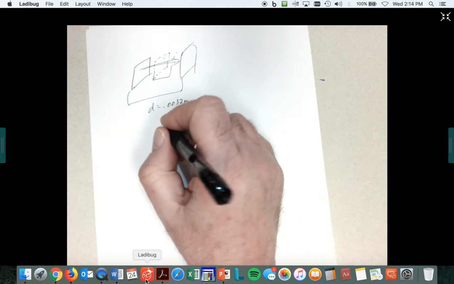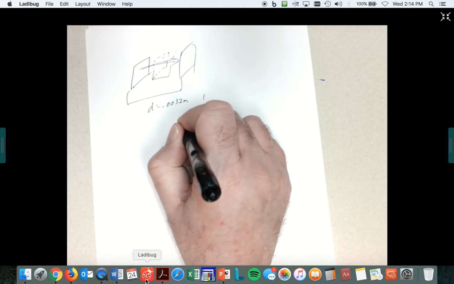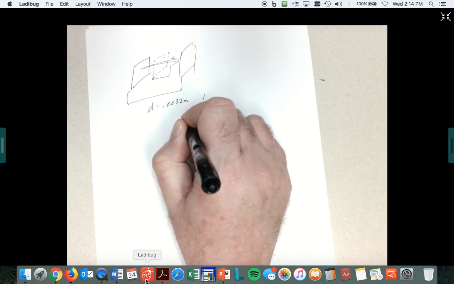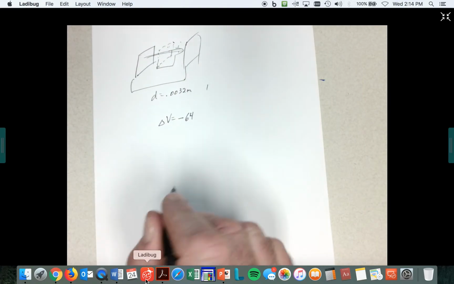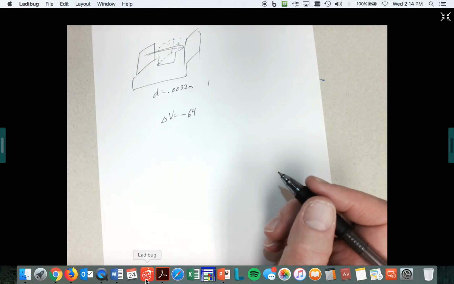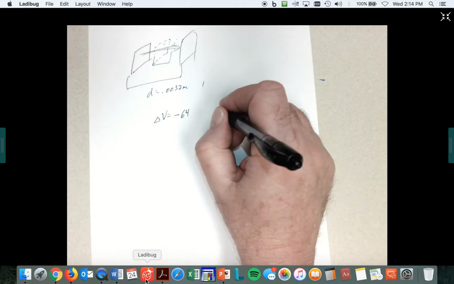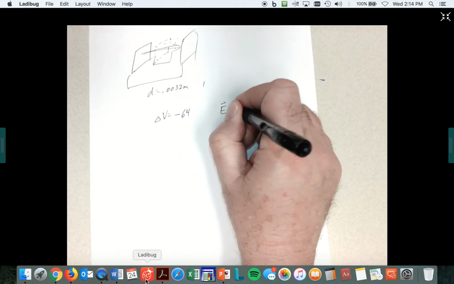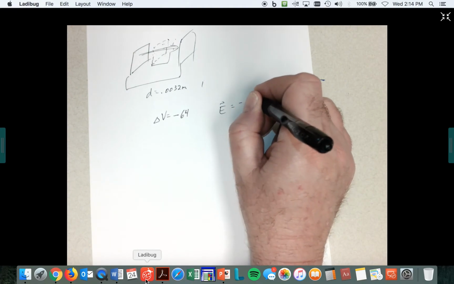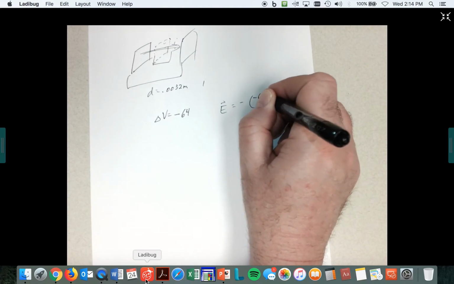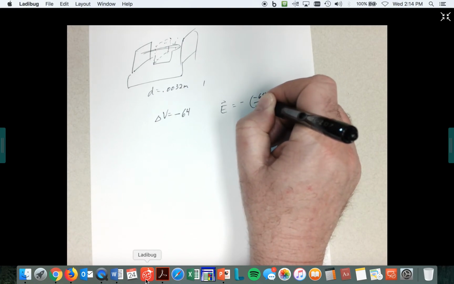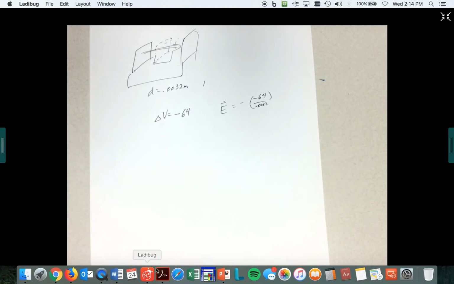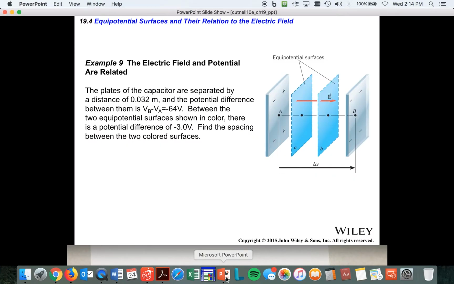Okay, and I know that negative 64 is equal to delta V. So let's just plug in, and I know that the E field is equal to the opposite of negative 64 over 0.0032. Is it 0.00 or just 0.3? 0.032.